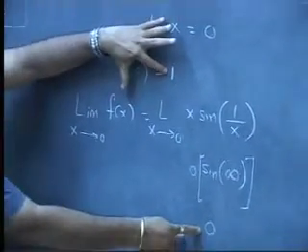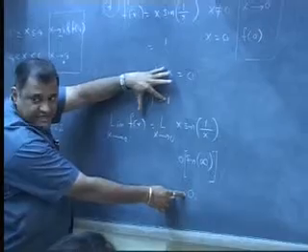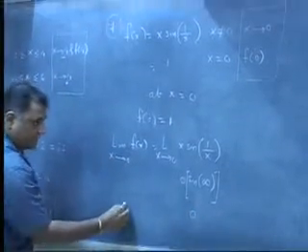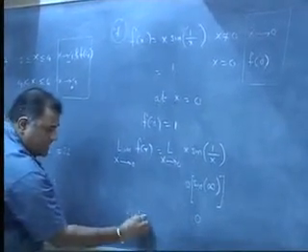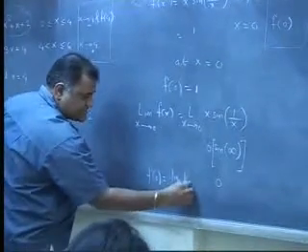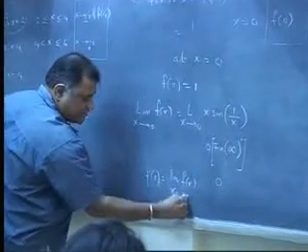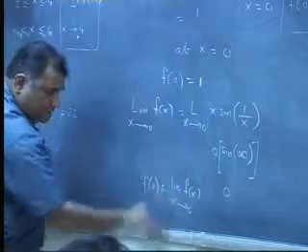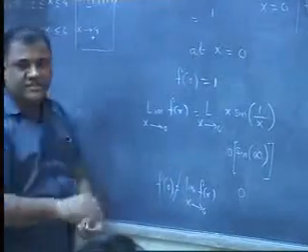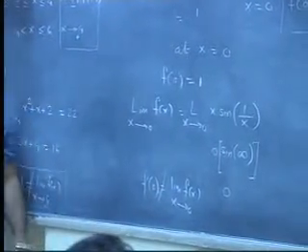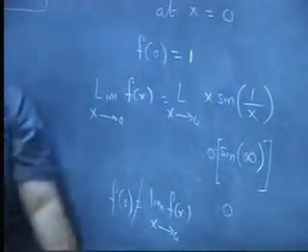Second value is 0. Now once again the function is discontinuous. So I'll write down f of 0 is equal to limit of fx as x tends to 0. These two values are not equal and hence the function is discontinuous. Is it clear?